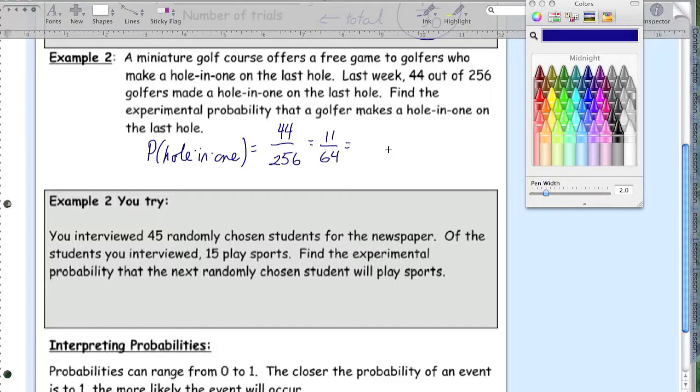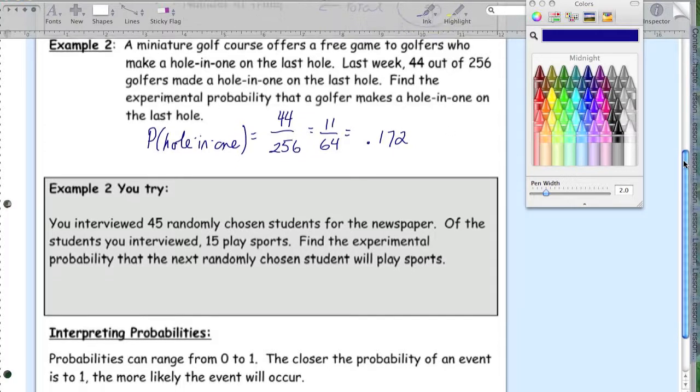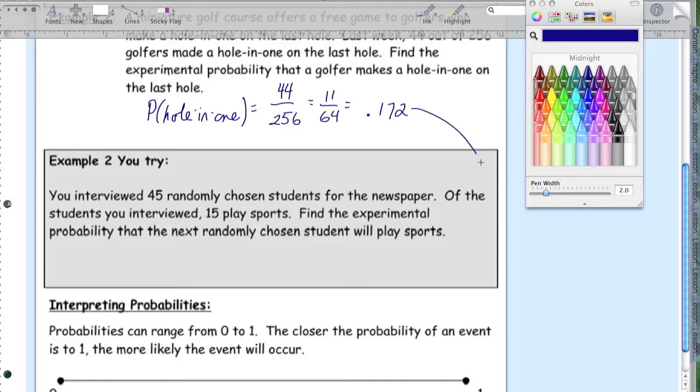And then we can turn that into a decimal to figure out what our probability is. And it comes to be 0.172. We'll round it there. It keeps going, but it's about 0.172. Okay, and we're going to analyze that when we get down to here. But let's look at this one real fast.